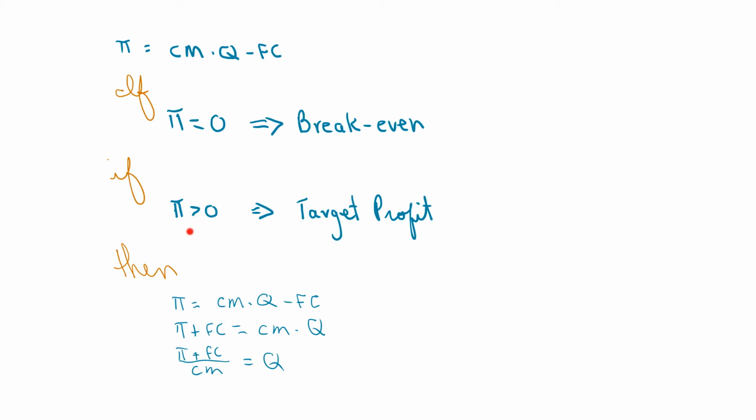On the other hand, if profit is greater than 0, then we have a target profit condition. Using these conditions, we can see that if we wanted to know the number of quantities that will satisfy the condition, we set profit equal to contribution margin times quantity minus fixed cost, and then we solve for quantity. And this is the general formula we get both for the break-even formula and the target profit formula.